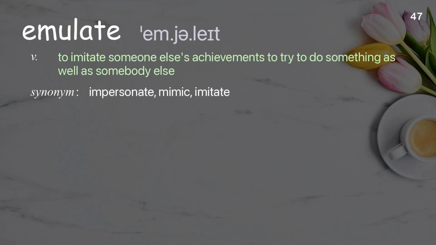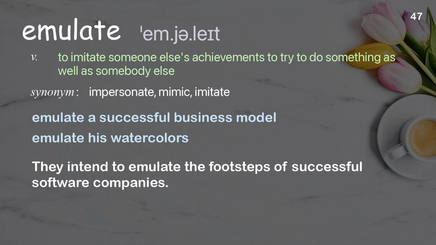Emulate. To imitate someone else's achievements, to try to do something as well as somebody else. Examples: emulate a successful business model. Emulate his watercolors. They intend to emulate the footsteps of successful software companies.